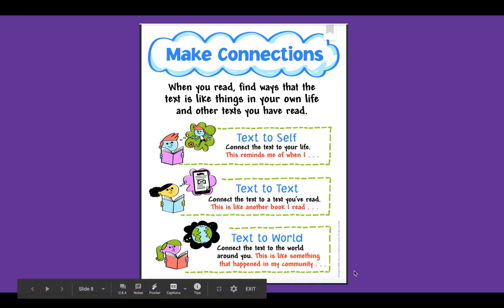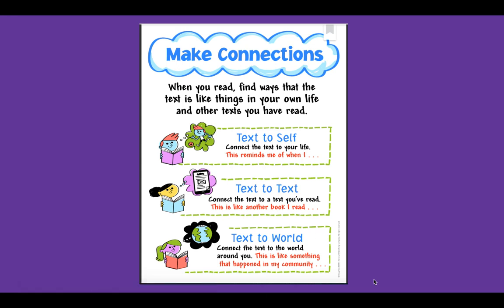Text to world connections is the third connection I want us to discuss. Text to world connections are when you connect the text to the world around you. When making a text to world connection statement, you may say, "This text is like something that happened in my community because," and then you would tell me why.